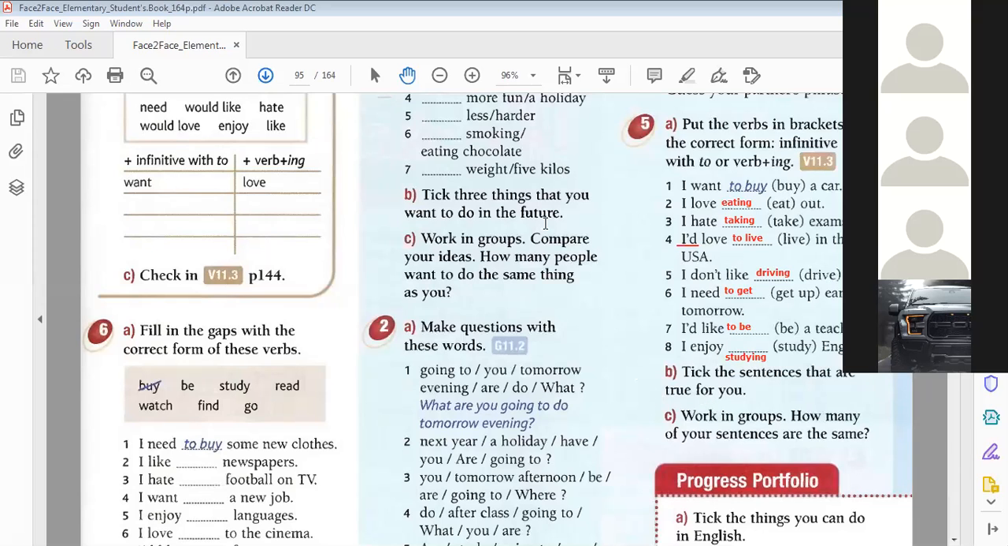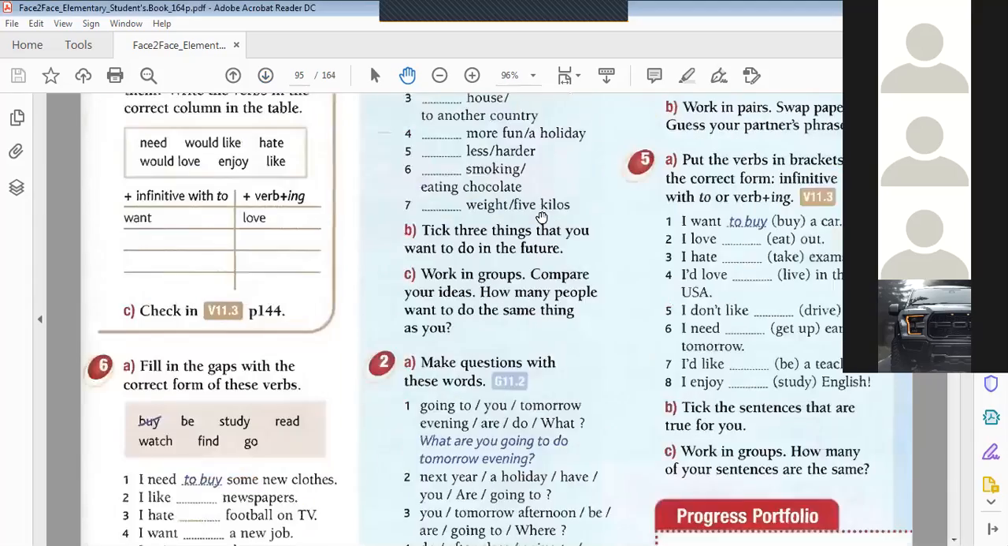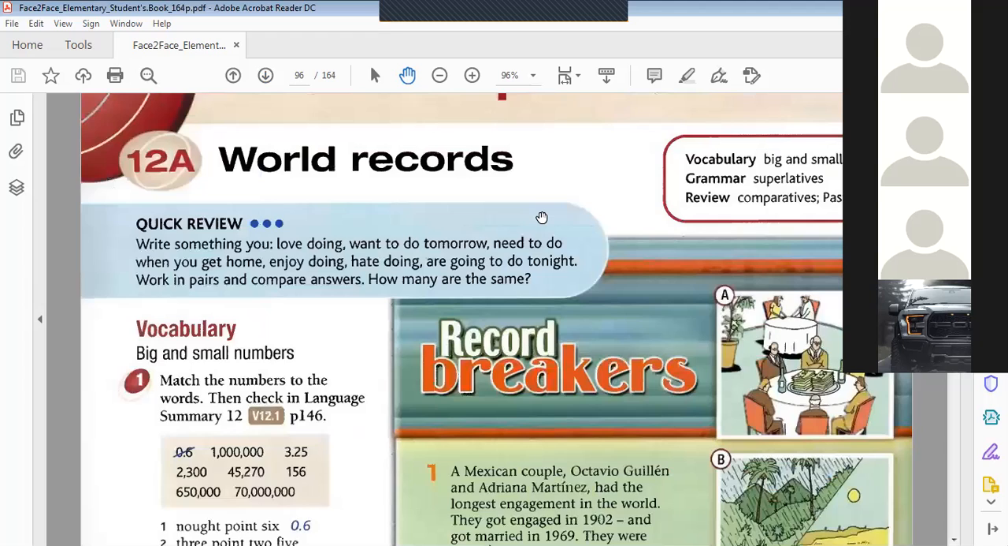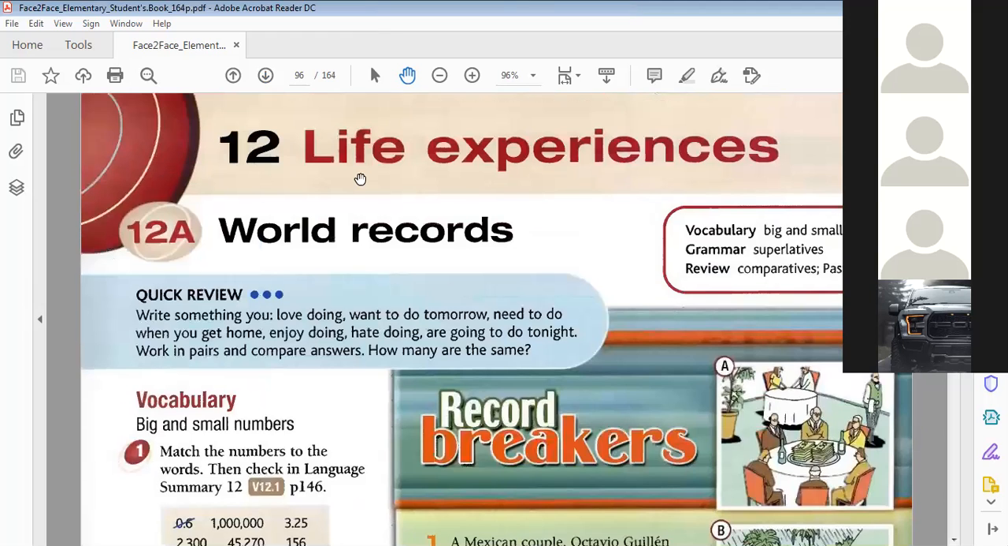Okay. All right. So this is today's lesson, how to use different verbs. And this way we finished the revision for unit 11. Okay, let's take a look at today's new lesson. Okay, life experiences. So we'll talk a little bit about life experiences here.